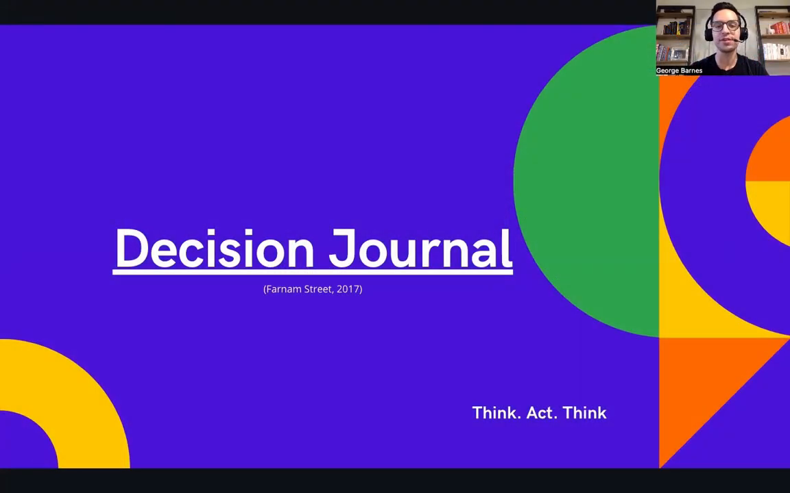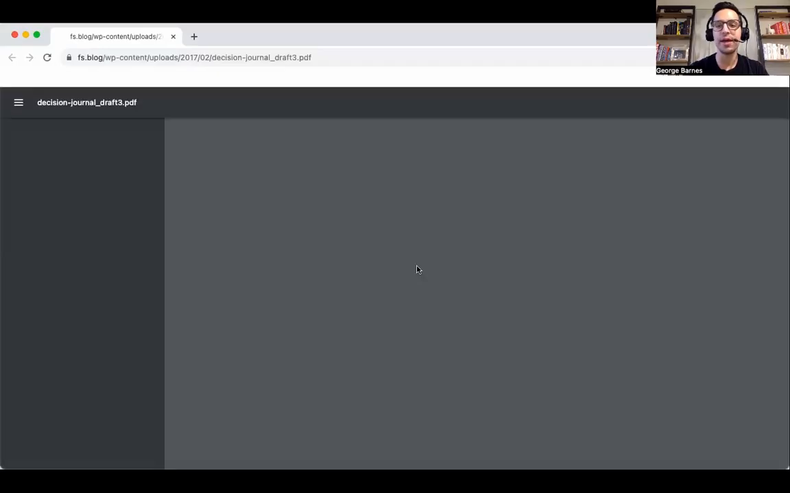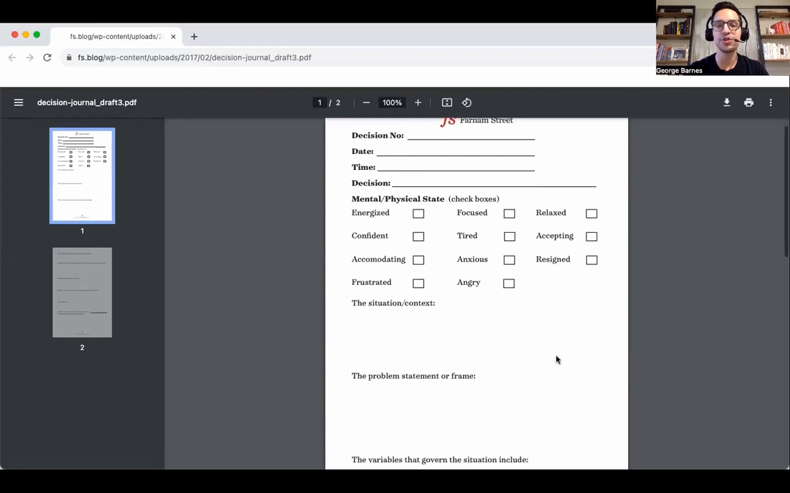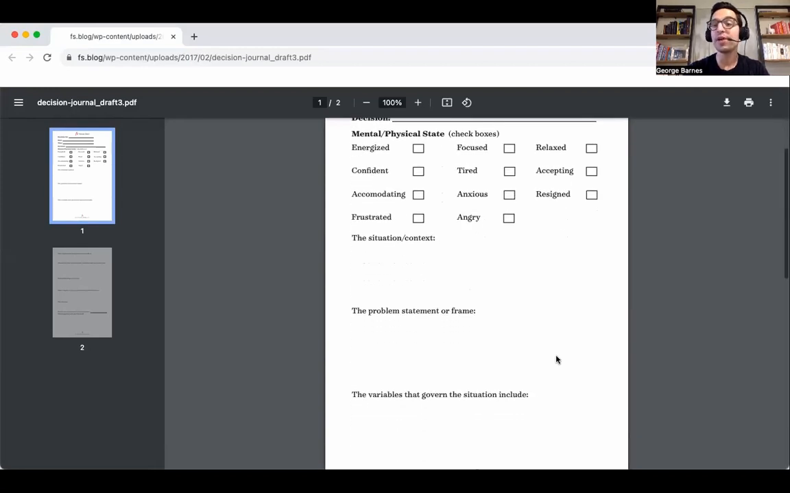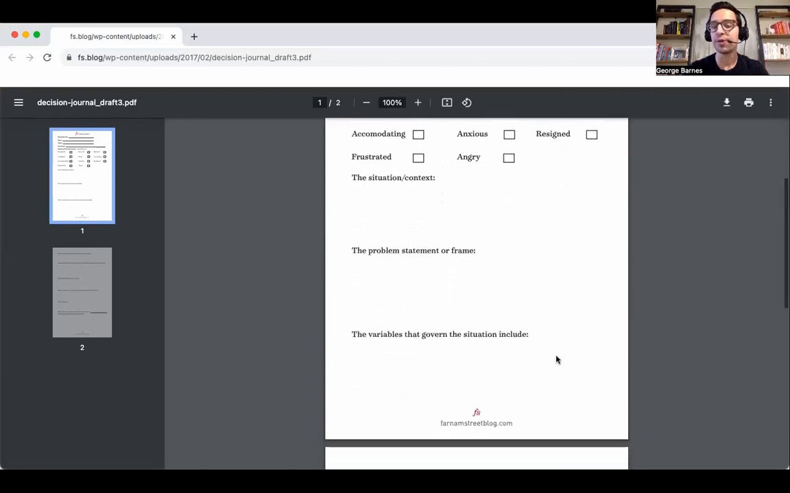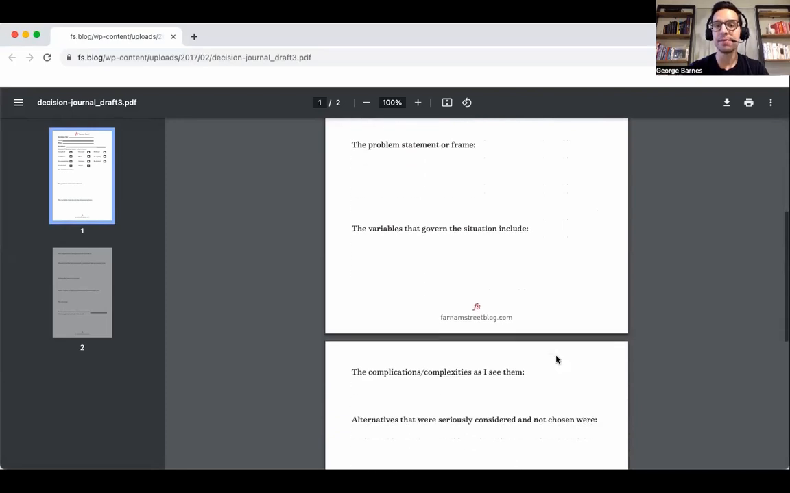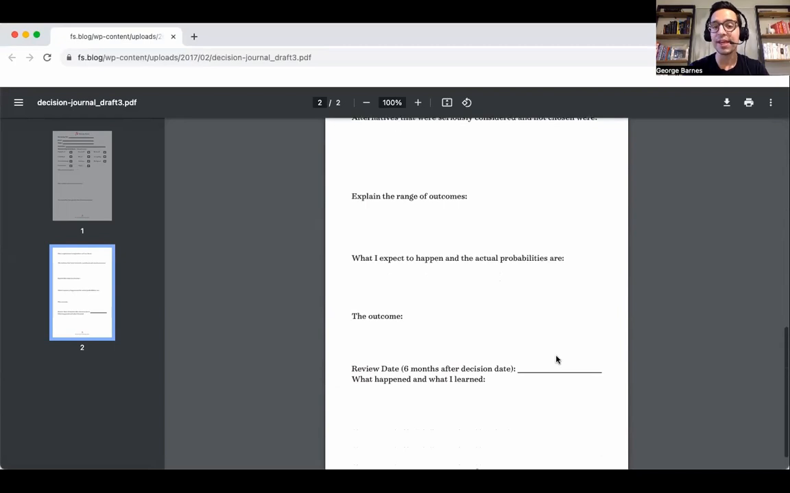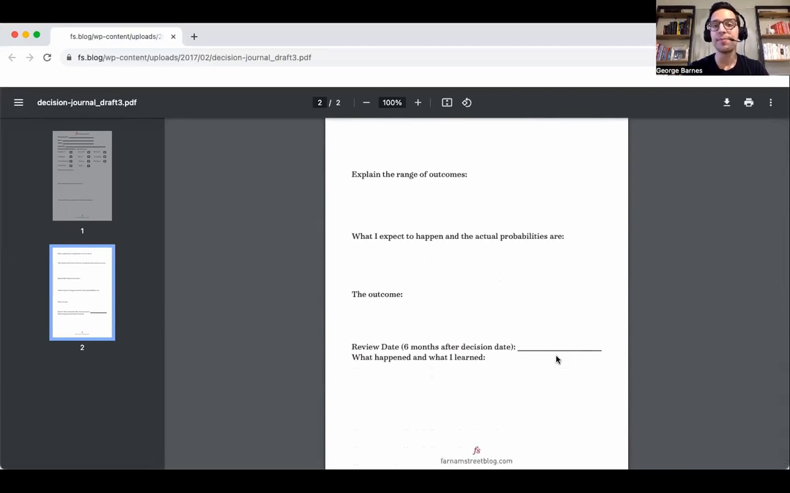Okay, a little bit about decision journals before we finish up. A decision journal is something that I use on a regular basis with my patients, especially if I'm on the fence with something, if it's a highly medically complex patient and I'm not quite sure what to do. So I write down what I'm thinking in the moment, right? What my reasoning is behind my decision, situation, context, the problem, the variables, complications, alternatives. Explain the range of outcomes that might occur, and then what you think is going to happen.